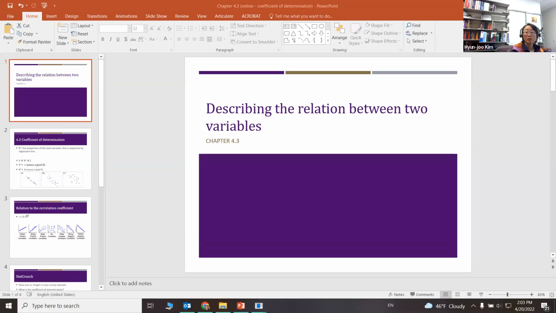Chapter 4.3. We'll keep talking about linear regression. In this section, we'll be adding one more measure that will be helpful to explain the relationship between X and Y. And we're going to end with some causation when interpreting the linear regression line and the results.